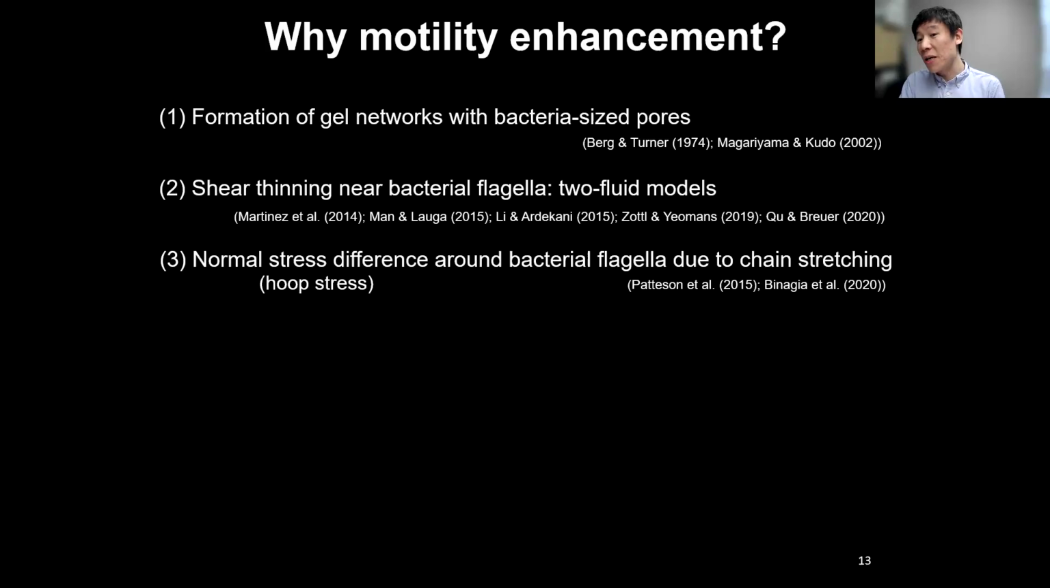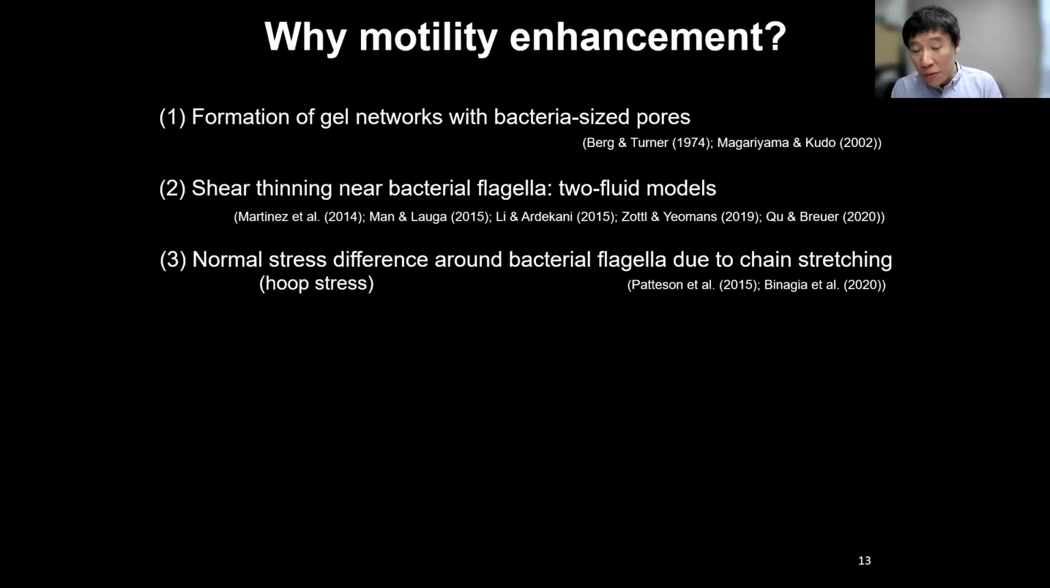Because the shear rate is really high near the flagella, you can imagine when you have polymer molecules near the flagella, you start to deform the configuration of the polymer, you start to stretch them out. When you stretch out the polymer molecules, you start to get a normal stress difference called hoop stress, right? It's like the rod climbing, a classical phenomenon of polymer solution.